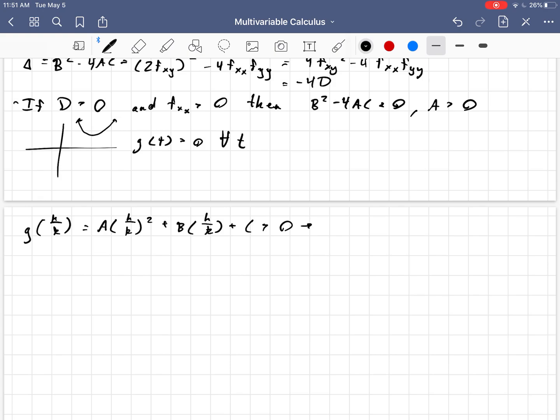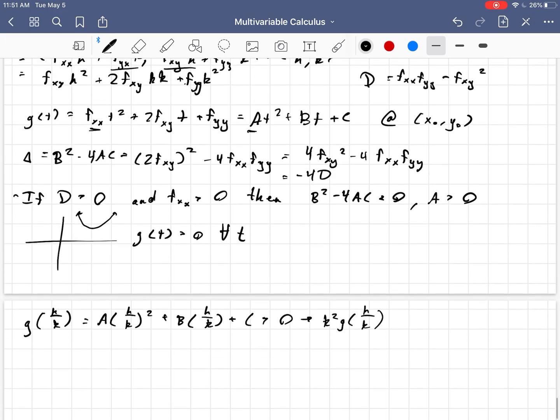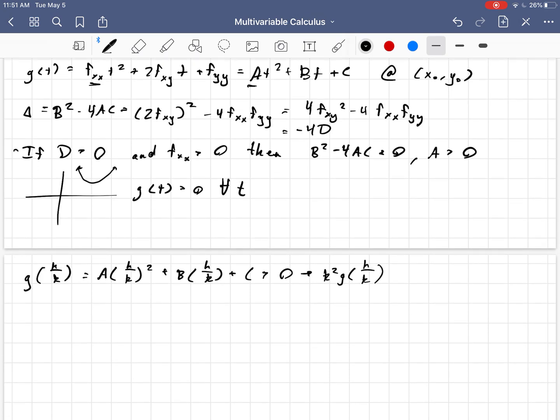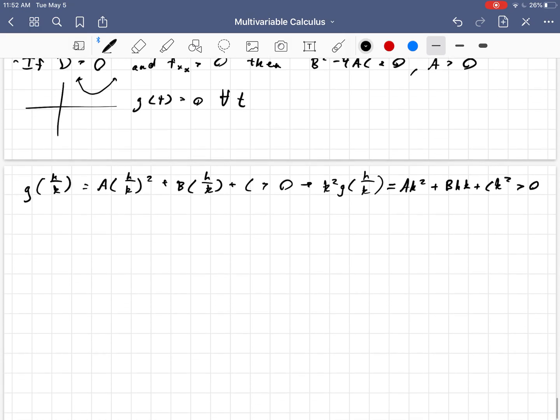if I take k squared and multiply it by g of h over k, what I get is k squared g of h over k. And if you kind of forgot where the h and the k were, they were the components of my unit vector. So k squared times g of h over k is giving us that we would get ah squared plus bhk plus ck squared, and that's going to be greater than 0.